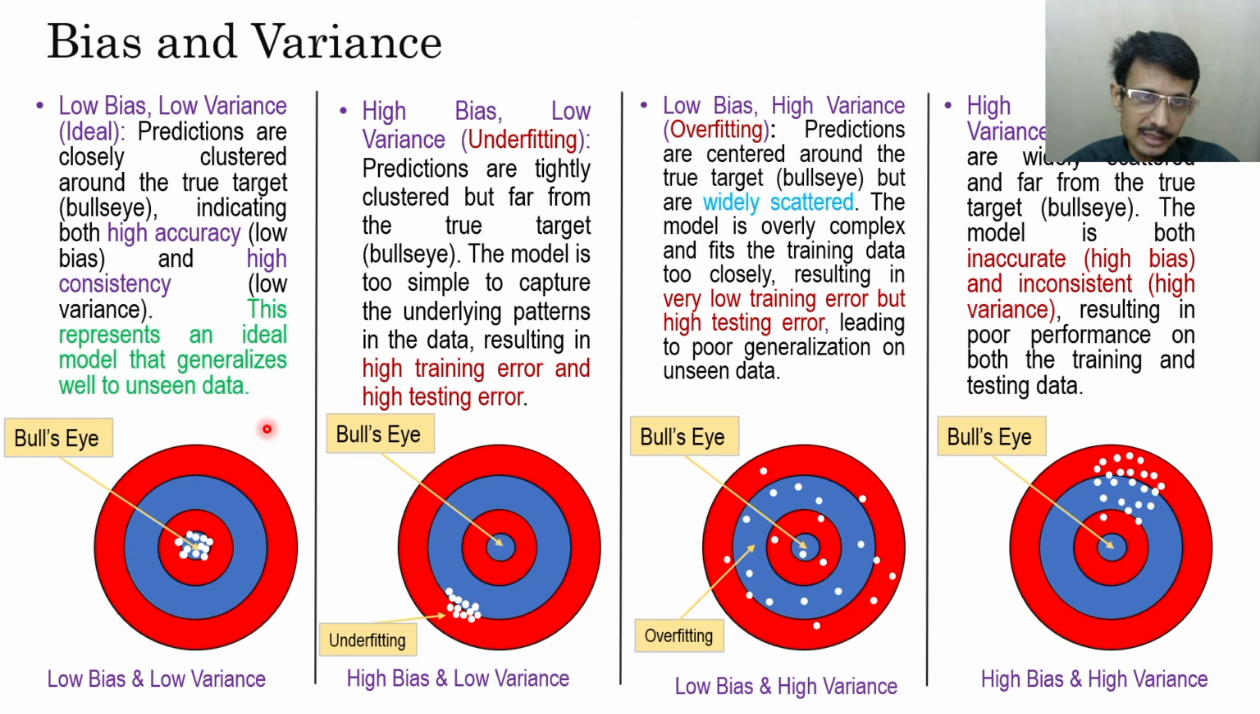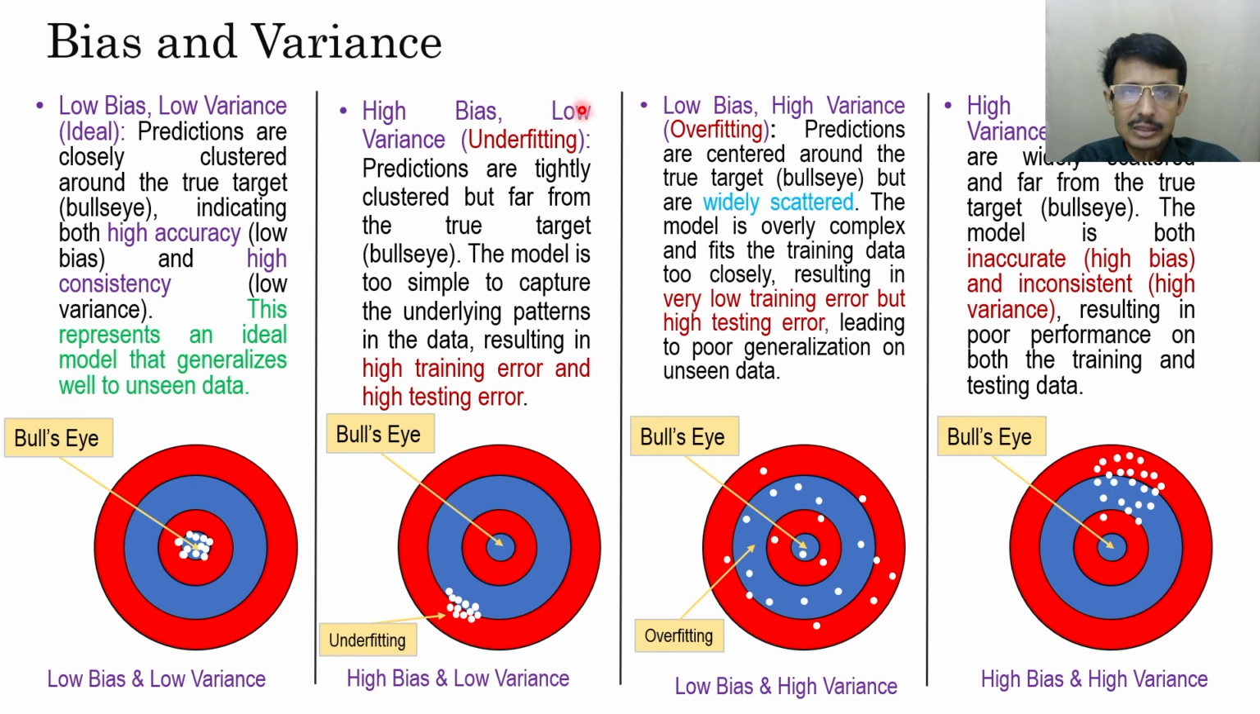Let's try to understand the same situations of bias and variance using a bullseye diagram. Now, this is the low bias, low variance case, and definitely it's the ideal case. Predictions are closely clustered around the true target, the bullseye, indicating both high accuracy, low bias, and high consistency, low variance. And that is ideal because that is what we really want. This represents an ideal model that generalizes well to new data. So this is the ideal case.